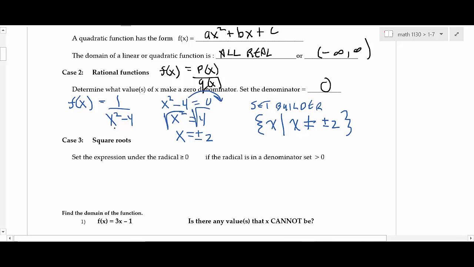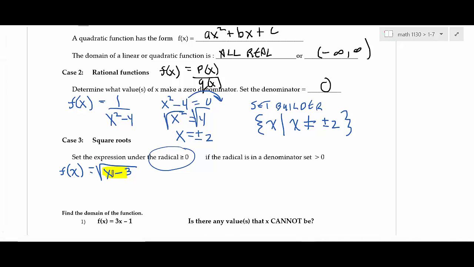Okay, now a square root. What you're going to do is set the expression under the radical greater than or equal to 0. Let me give you two examples here. If you had f of x equals the square root of x minus 3, what you have to understand as a student is that what's under a radical has to be a positive number, right? Or it can be 0. What you can't have is a square root of a negative number.